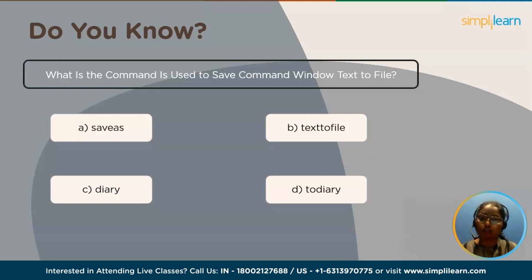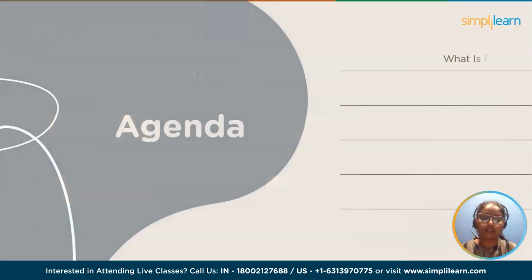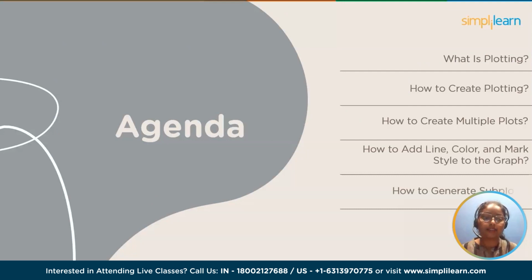Now let's quickly go through the agenda for today's session. Today we will start the session by understanding what is plotting. Then we will move on to learn how to create plotting. Then we will learn how to create multiple plots. Followed by we will learn how to add line, color and marker style to a graph. Then we will learn how to generate subplots. At last, we will learn some of the 2D plotting functions in Matlab.